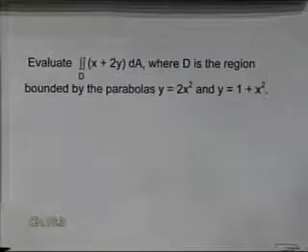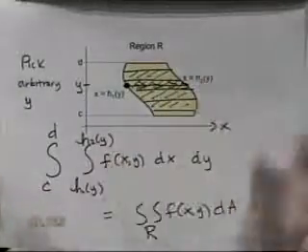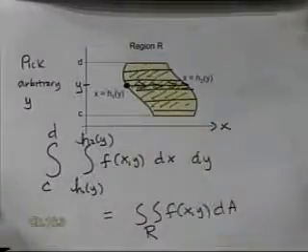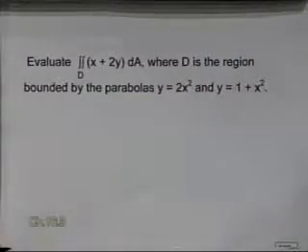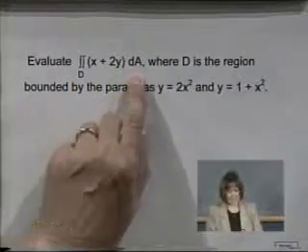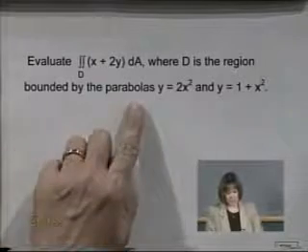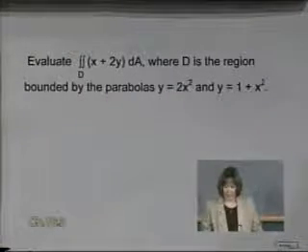And it really is much easier if you draw your xy region in the xy plane, just with the xy, and don't even worry about the surface over the top. All right, now in this one, it says evaluate the integral over some region D of x plus 2y dA, where D is the region bounded by the parabolas y equals 2x squared and y equals 1 plus x squared.